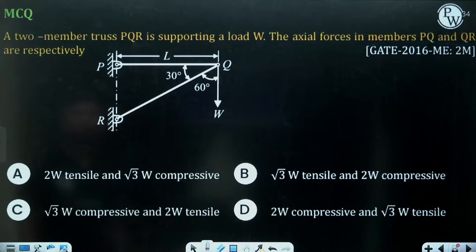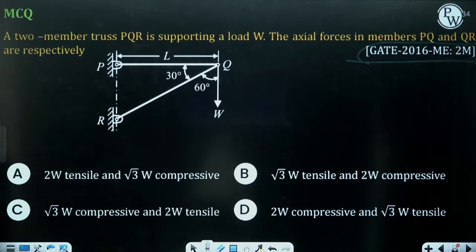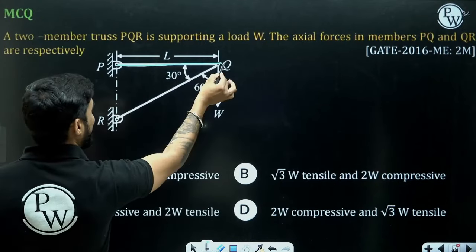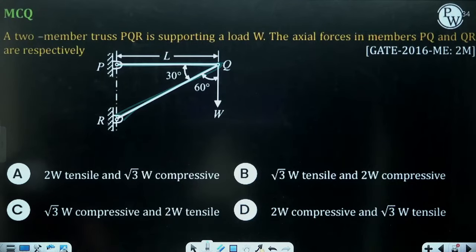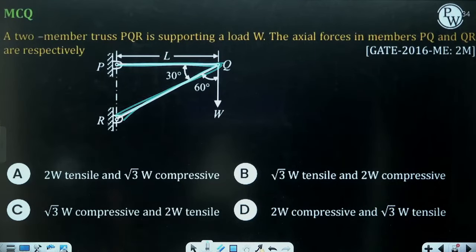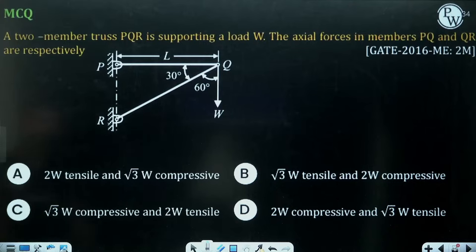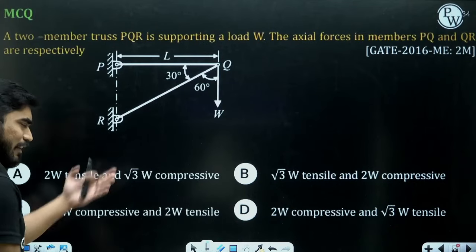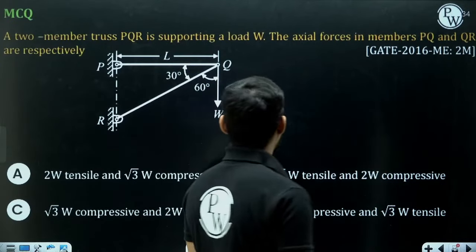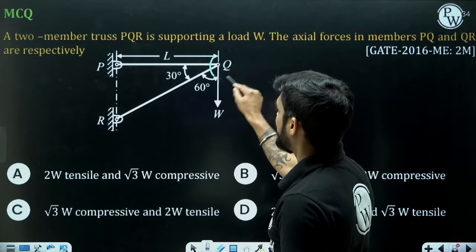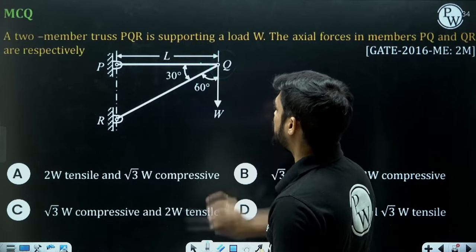A 2-member truss PQR is supporting a load W. Axial force in member PQ and QR. Okay, so here they are asking you to find force in 2 members. There are only 2 members. So this type of problem you can get. You can easily find these 2 forces within 2-3 minutes. And this is a very basic problem. So here we will apply method of joints. So by considering the joint Q, you will easily get all the forces.